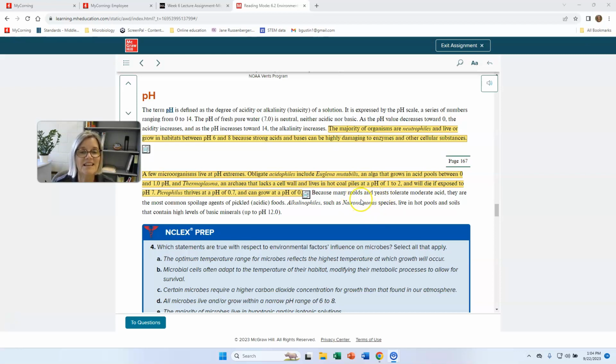Molds and yeasts in general are more acid tolerant. So even just everyday mold and yeast, they're a little bit more tolerant to acid than most bacteria. And so they would be more likely to grow on foods that are somewhat acidic, like pickles if they are spoiled.